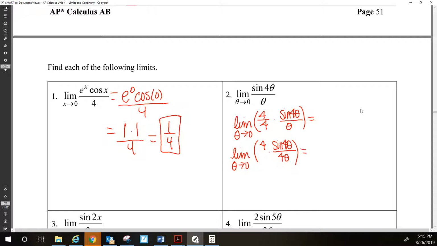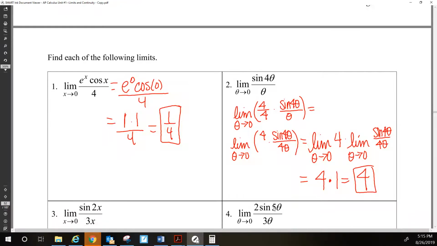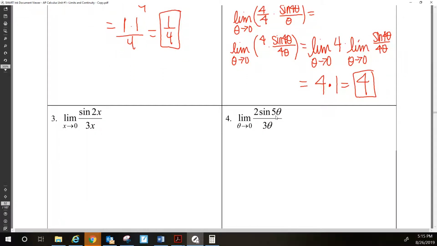All right, now for my properties of limits, I know this is 4 times the limit as theta goes to 0 of sine 4 theta over 4 theta. And now I know the limit of a number, a real number, is just the number. This one's 4. And the limit of sine 4 theta over 4 theta, we just explored that. We know that's 1. So our overall limit here is going to be 4. We're going to do that a couple of times here so we can get used to this idea.